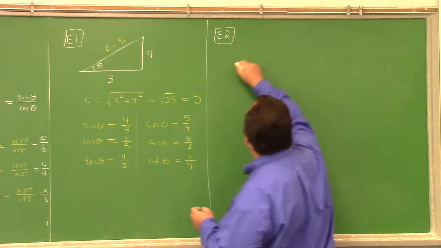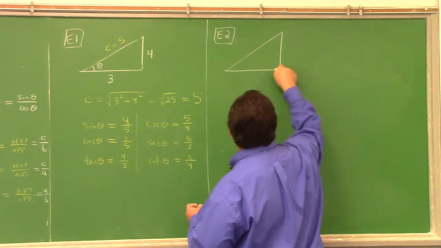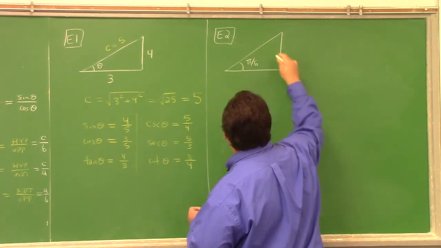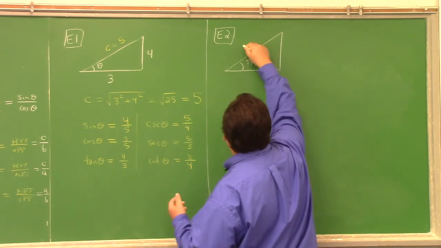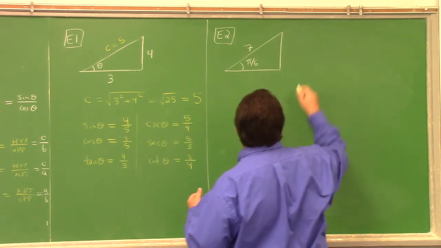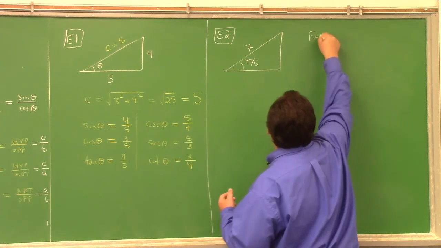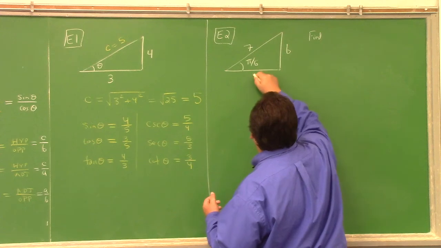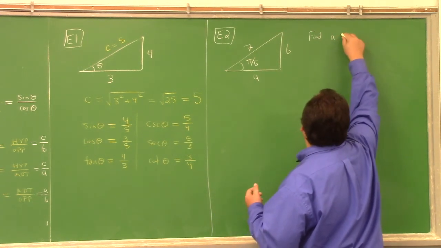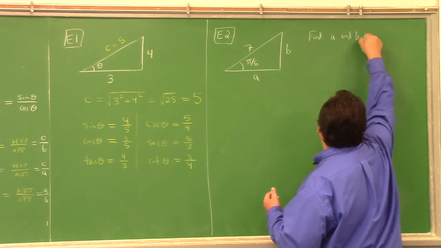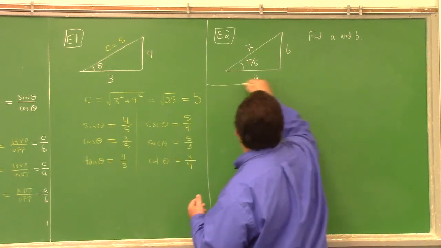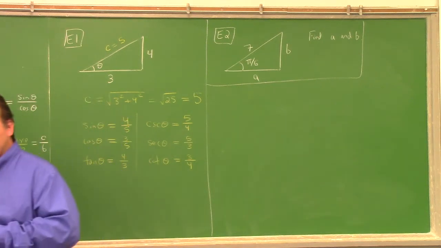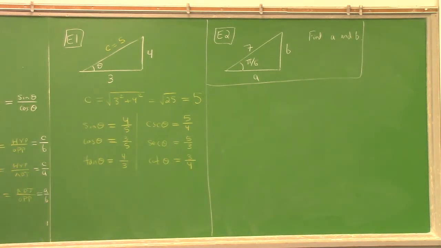Oh, here's another problem. So let's suppose we have, sorry, all my triangles kind of look the same, but suppose this angle is pi over 6, all right? And we know that this is 7. Let's call this B and let's call this A again. Find A and B. Different example than the first, right?